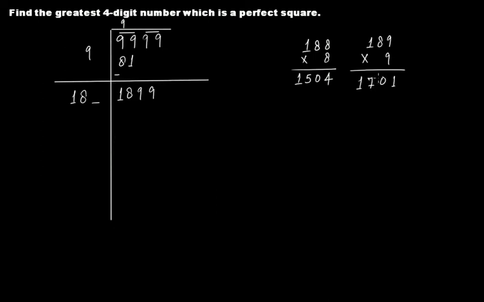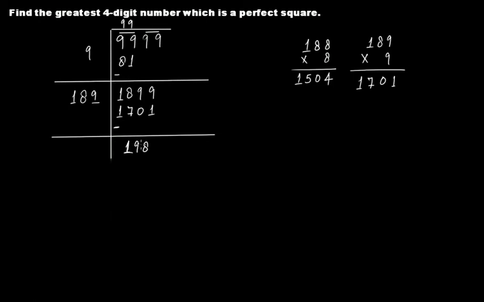This is 1701. So you'll take 9 here, and you get 1701. Now when you subtract it, you get 198, right? You get 198. It means that this number 9999 is not a perfect square.